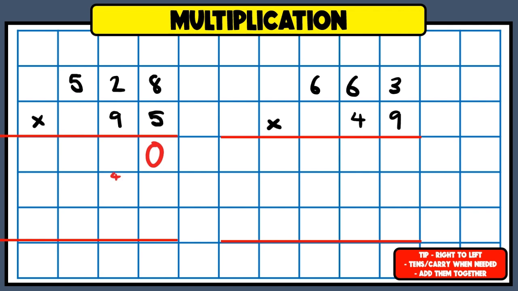5 times 2 is 10. Add the 4 is 14. My 1s there, my 10 underneath for the next column. And 5 times 5 is 25. Add the 1 is 26. So 2, 6. There we go. Right, next, if you have a look, we've done the 1s. We're now going to do this one here, the 10s.